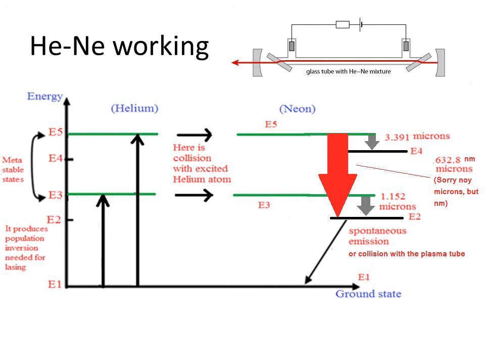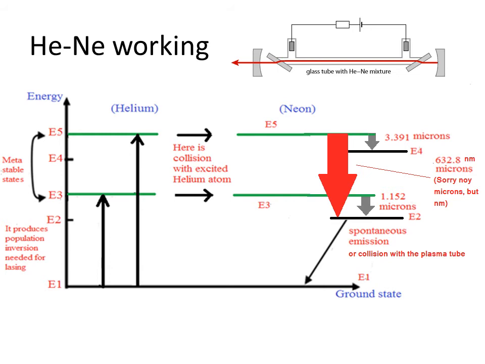Okay, so what we have done is, through the help of helium, we have transferred the neon atoms from the ground state to E5. For the moment, you just forget this E3 in neon. So we have population inversion between E5 and E2. Then what should happen next?